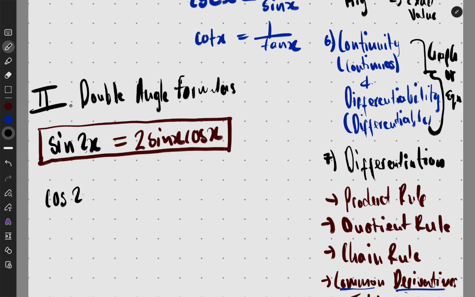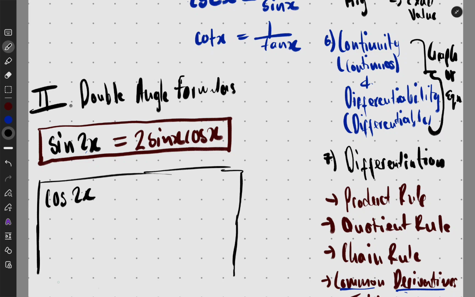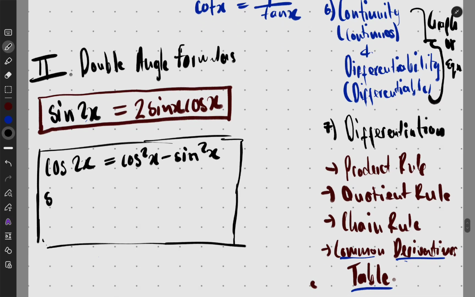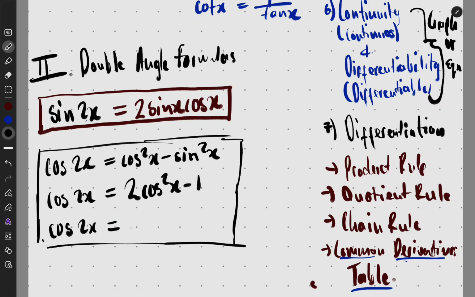Then we have cos 2x. Now cos 2x has 3 versions, so we must know all 3. The first one is cos squared x minus sine squared x. This is cos 2x. It's cos squared minus sine squared. Then we have cos 2x again being equal to 2 cos squared x minus 1. Then the last one, cos 2x being 1 minus 2 sine squared x.